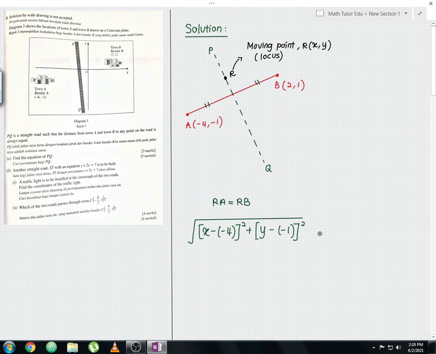So let us proceed to calculate the distance RB. For the distance RB, from here we're going to calculate (x minus 2) squared plus (y minus 1) squared. And then you square root this.